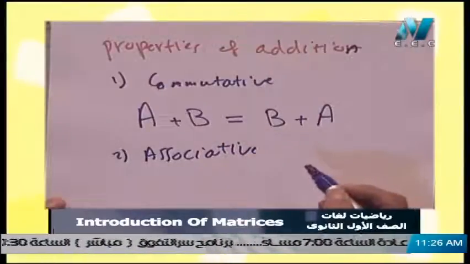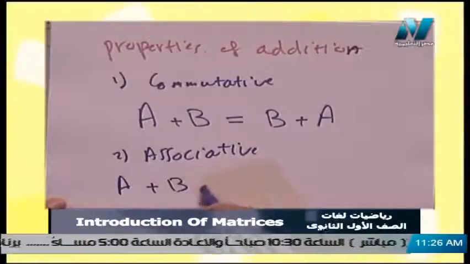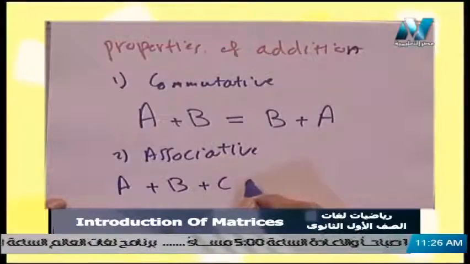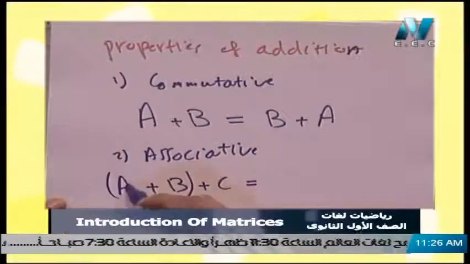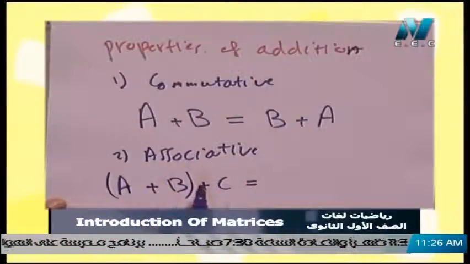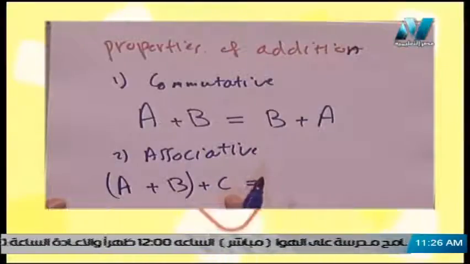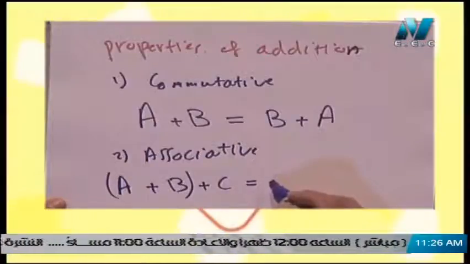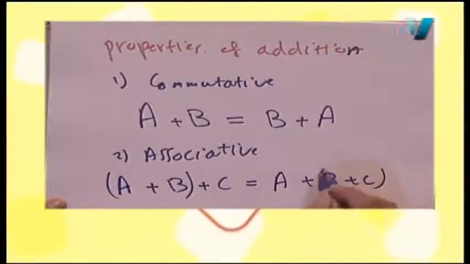The second property is associative. The meaning of associative: if we have matrix A added with matrix B, and then added with matrix C, is it equal to A plus the sum of B plus C? Yes, it's right, because associative is correct for matrices.